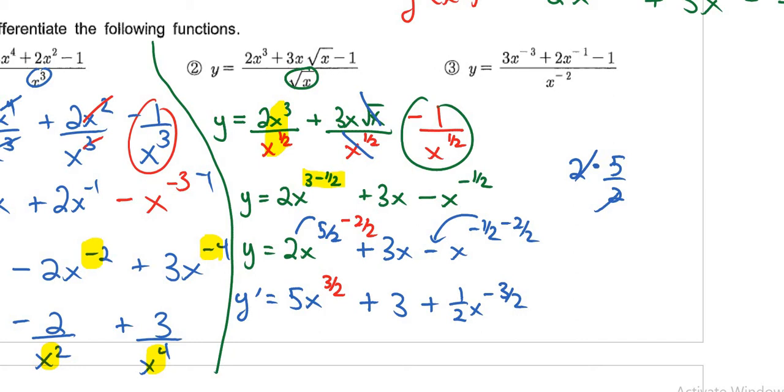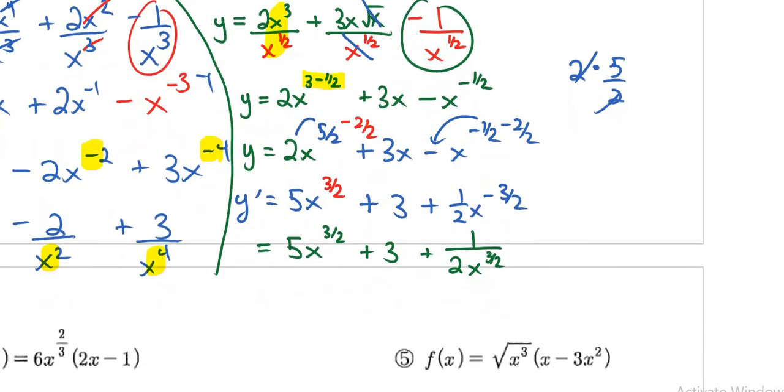Now the question is essentially finished here. If you want to rewrite this as 5x to the 3 over 2 plus 3 plus 1 over 2x to the power of 3 over 2, you're more than welcome to do that so that you can write everything in terms of a positive power. Okay, let's see if we can move on to a few more problems now.